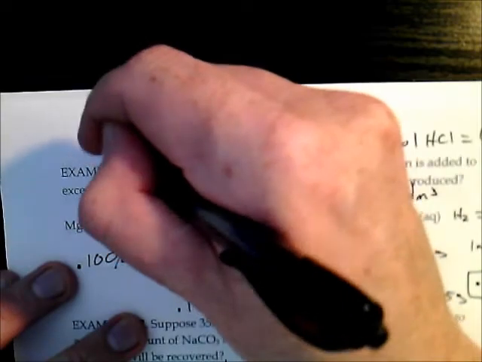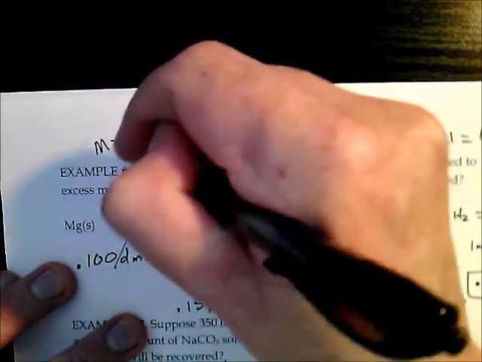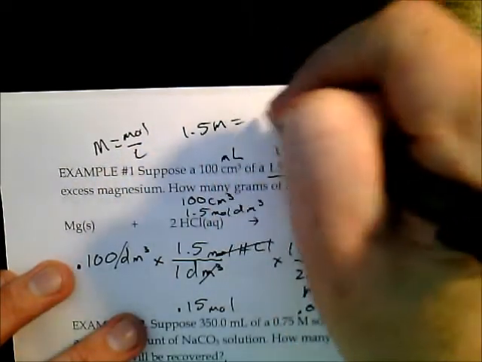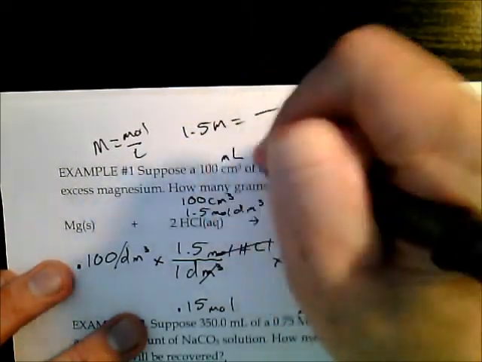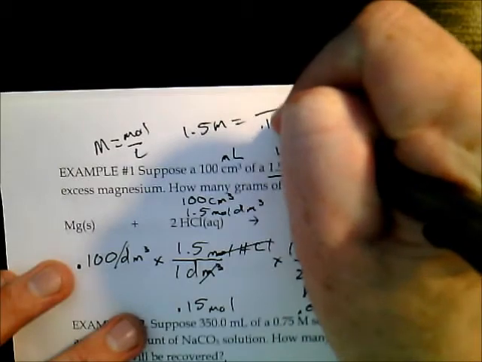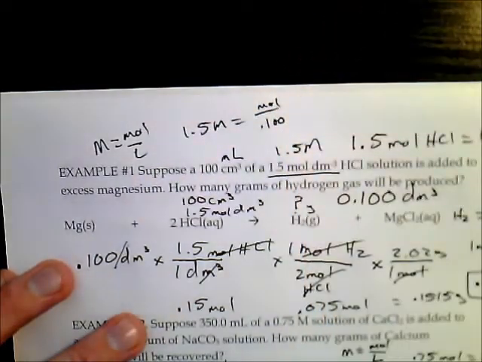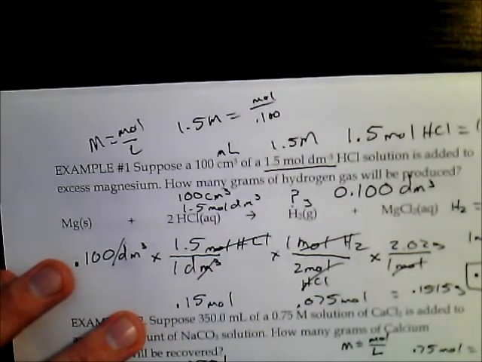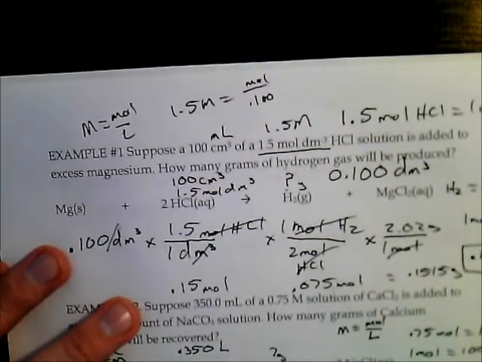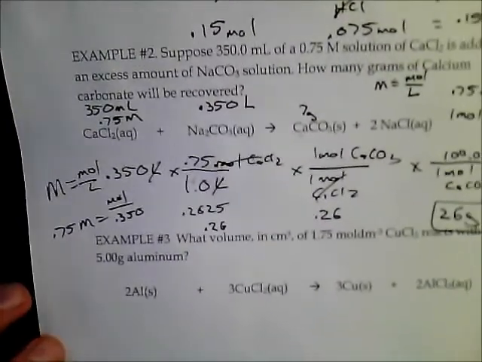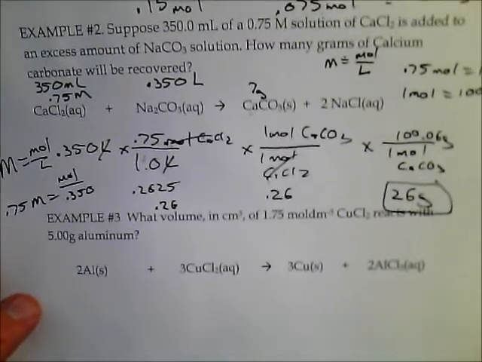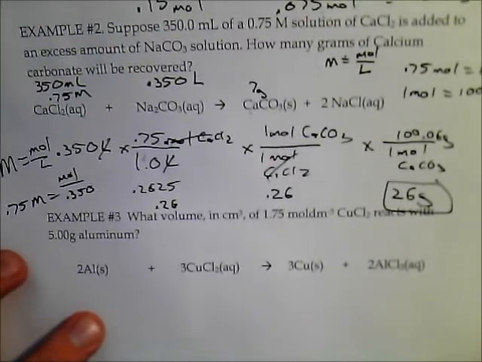So again, we could use the molarity formula in this one. 1.5 molar. Put in my liters here. That's milliliters, so I have to change to liters: 0.1. Solve for moles. You're still going to get 0.15 moles, and then you would just carry forth with the math that way. So either way, it doesn't matter. So let's look at one more example here.